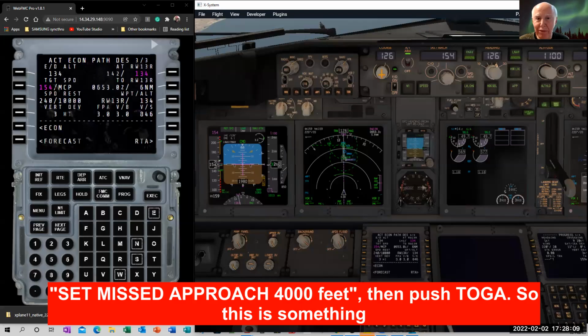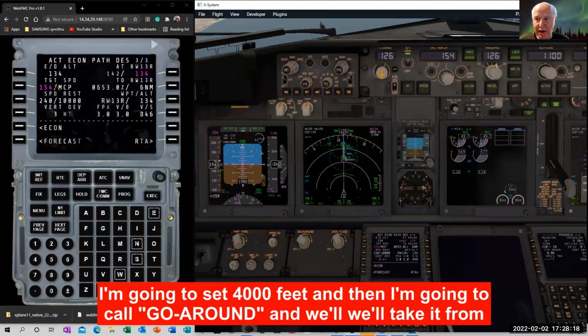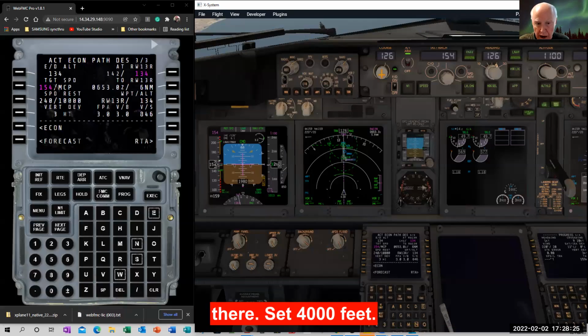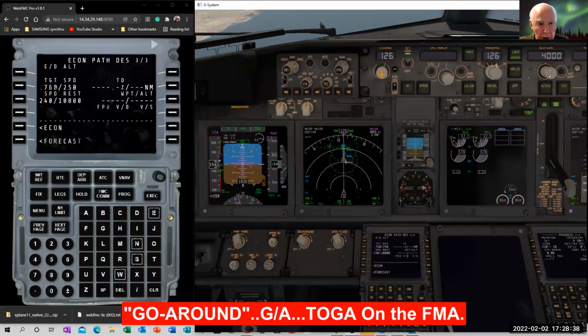So this is something called airmanship, and that's what we're going to do here. So I'm going to cut the aircraft loose. I'm going to set 4,000 feet, and then I'm going to call go around, and we'll take it from there. Set 4,000 feet. Go around, TOGA on the FMA.